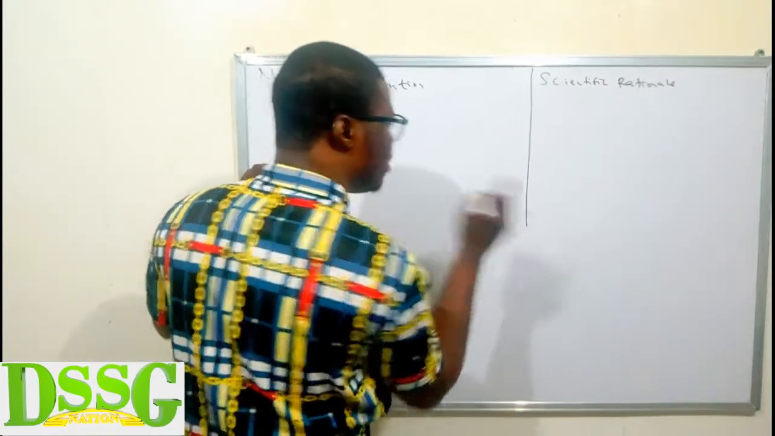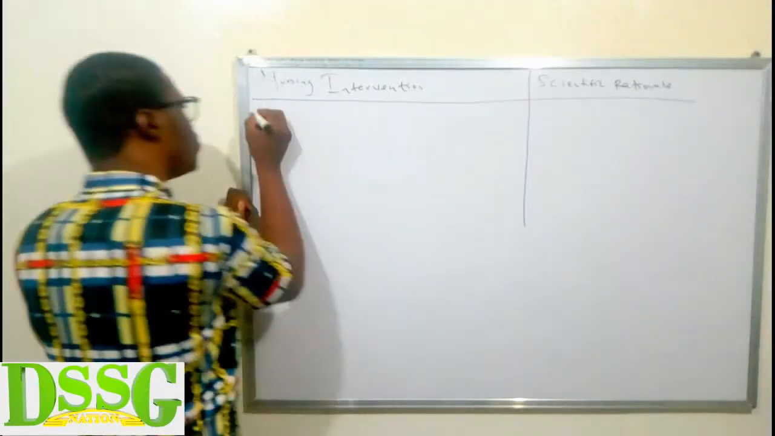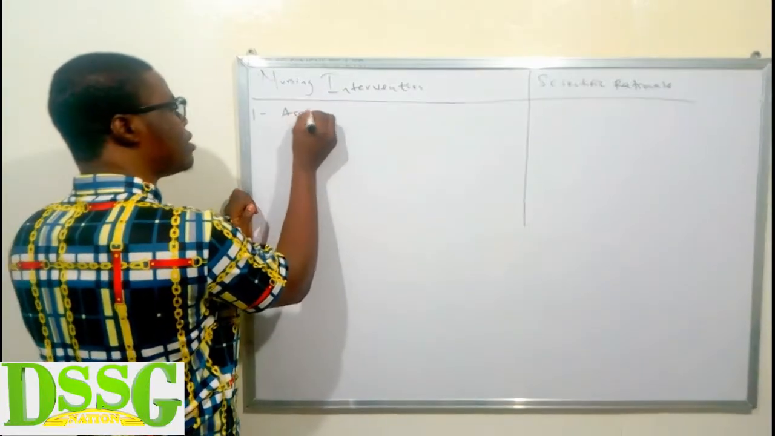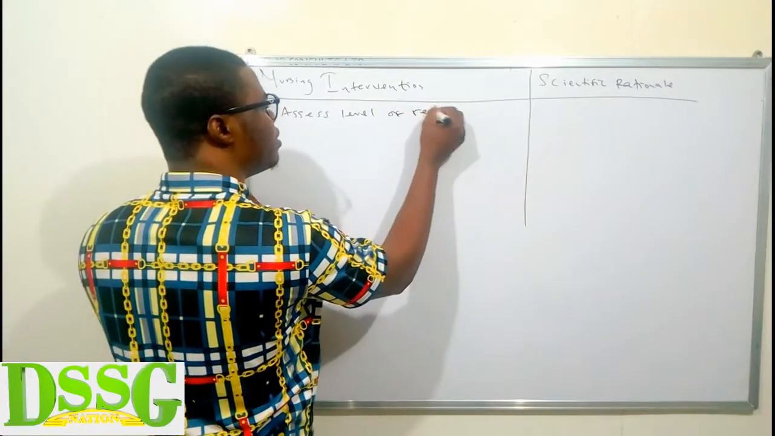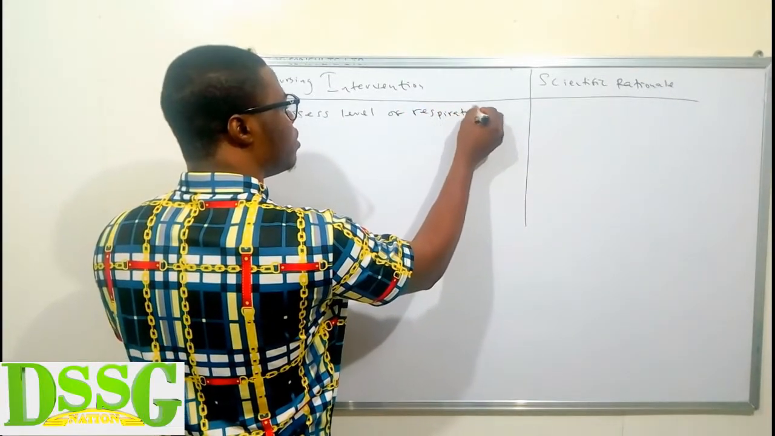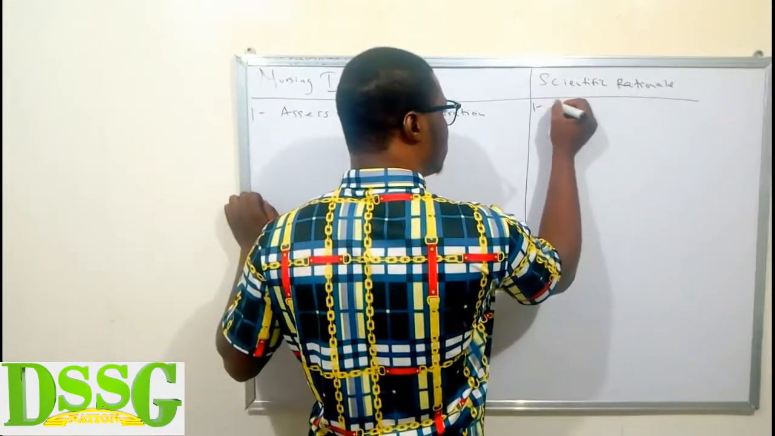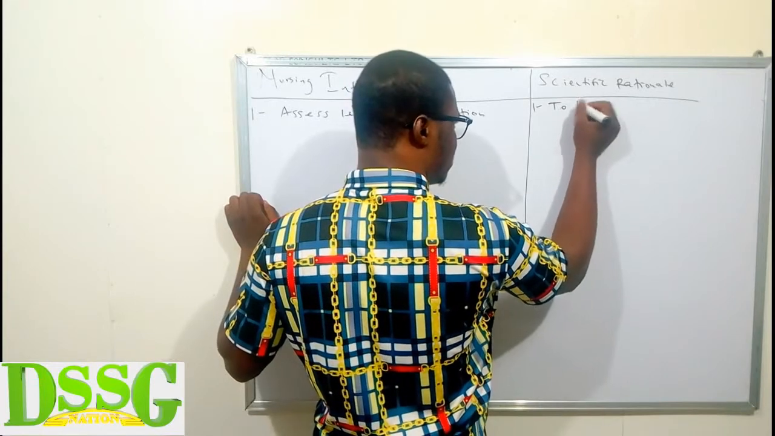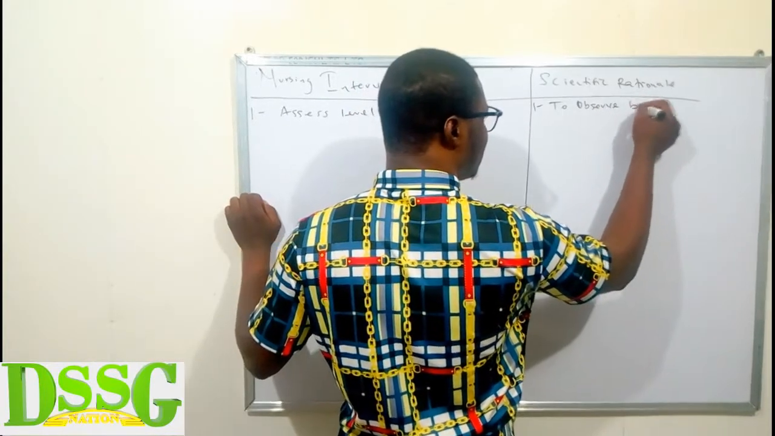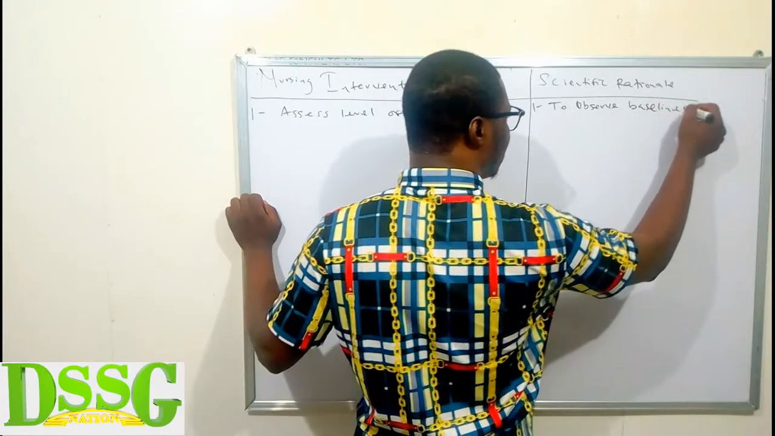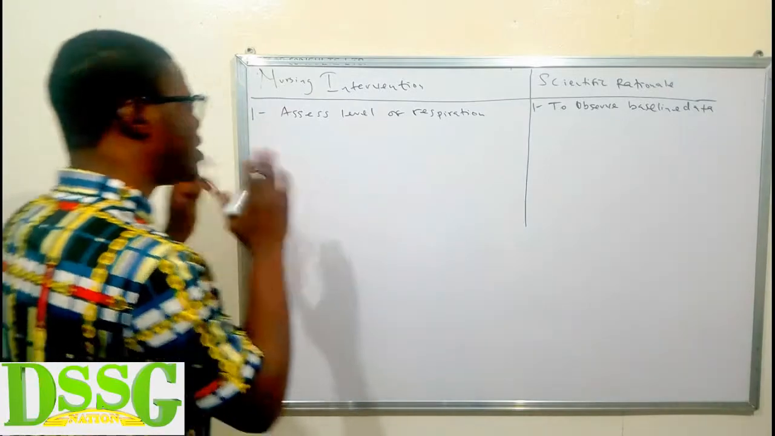So the first thing you do is what? You assess the level of the problem. So 1. Assess level of respiration. So the next thing is what? The reason is what? To observe baseline data. Or you say to serve as baseline data. So that is 1.